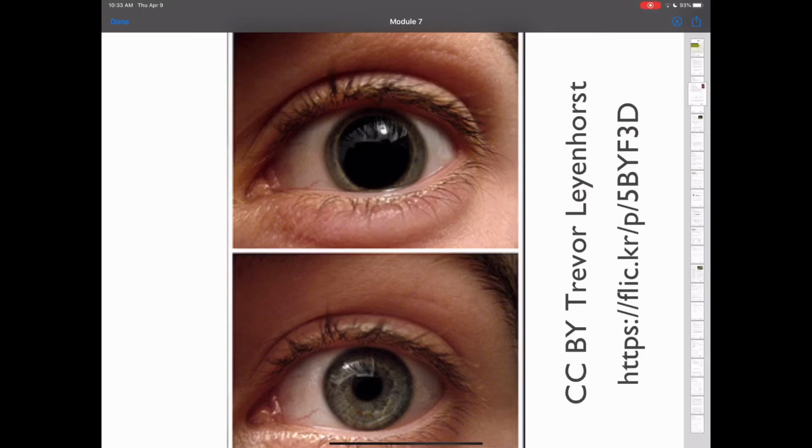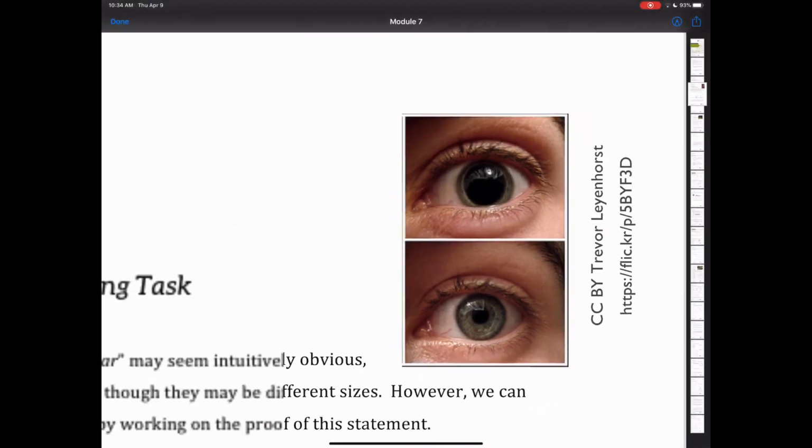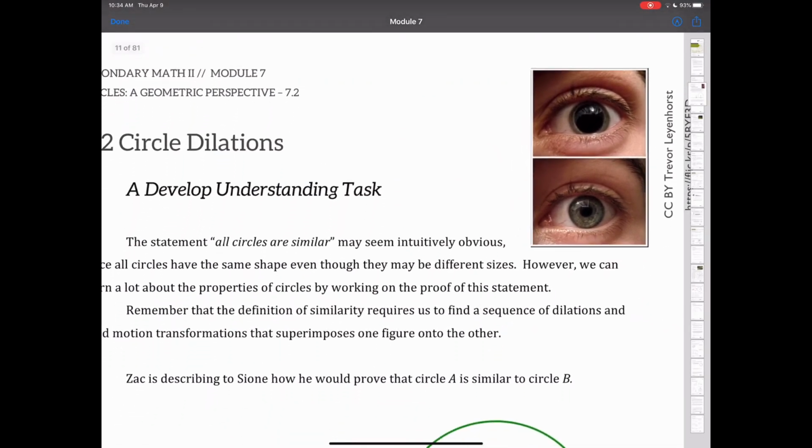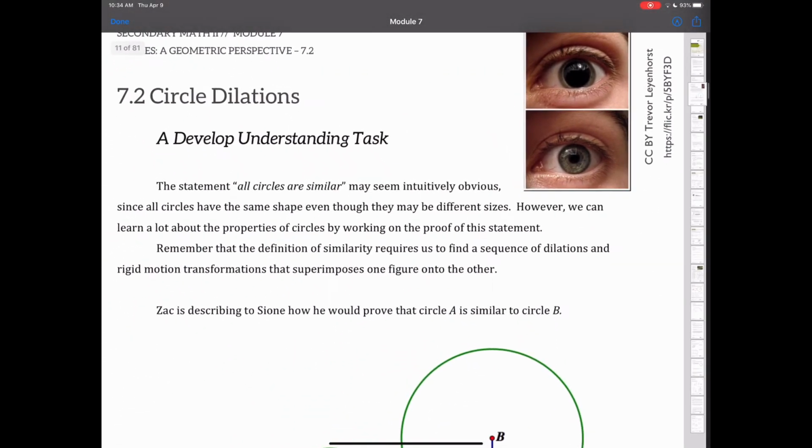Welcome back. Today we are looking at circle dilation, as you can see by these dilated pupils in this eyeball. So let's dive right on in. Okay, we're going to look at circle dilation.